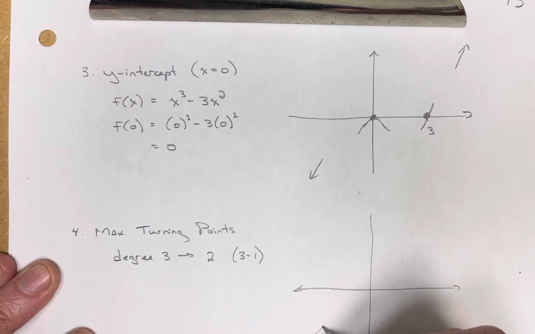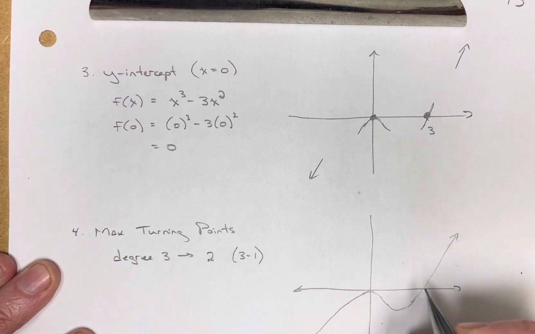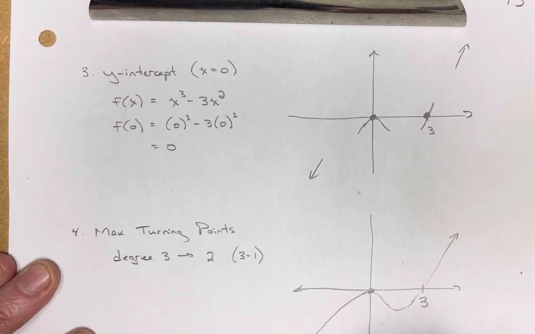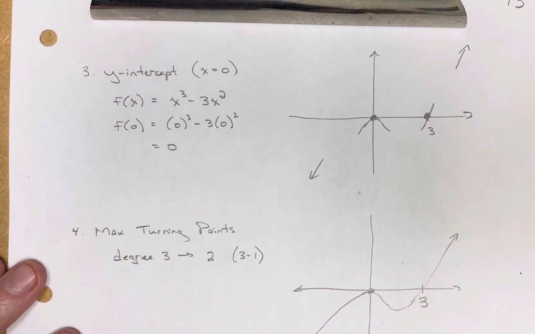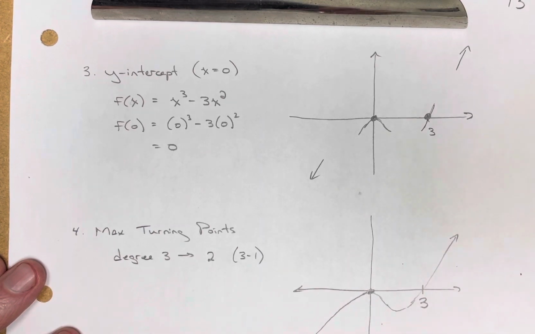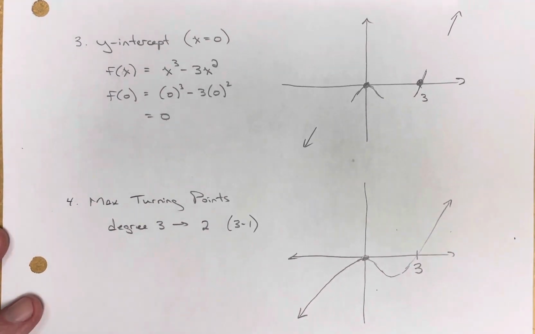So I can feel pretty certain that my graph is doing something like this. I'm not positive. This could go way down. This could go up more sharply. This could go down more sharply. But that is the general idea of what's going to happen.